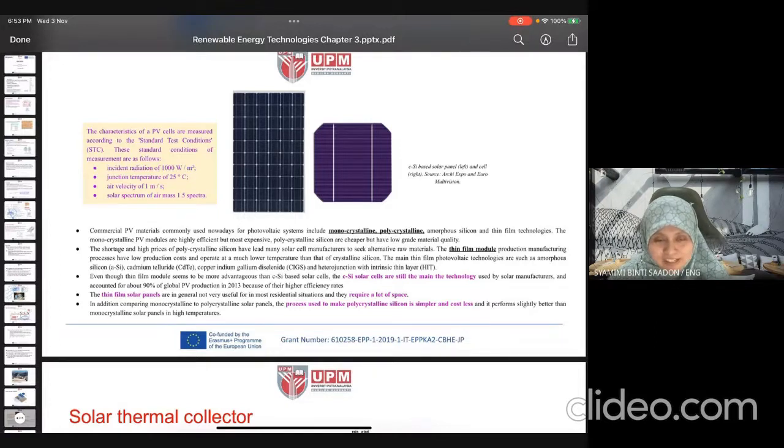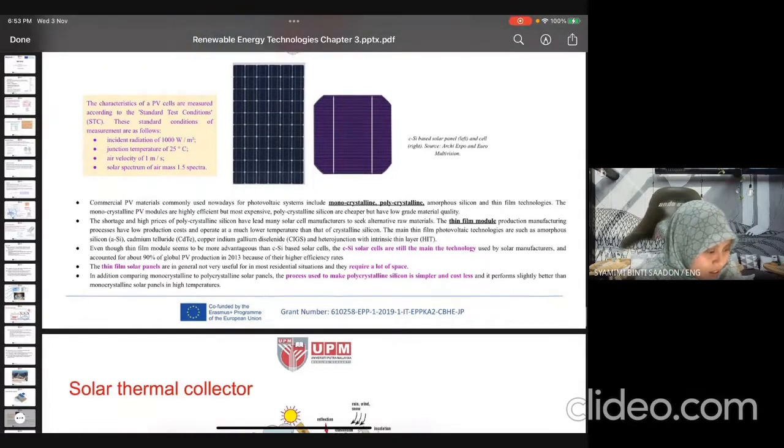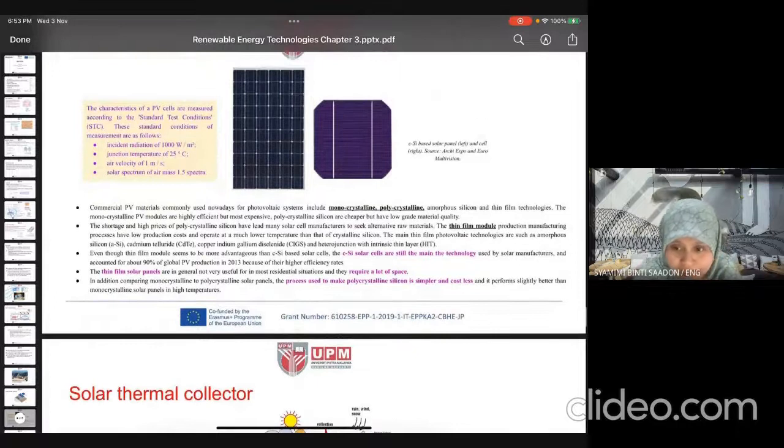But however, polycrystalline or monocrystalline are still being used a lot, the major use by designers, because the process used to make polycrystalline silicon is simpler and costs less. So those are the types of PV cells.